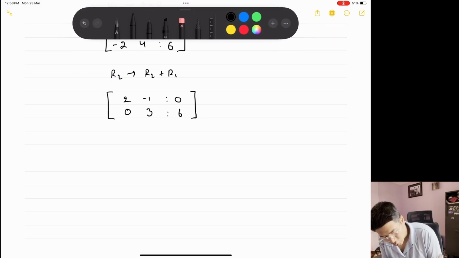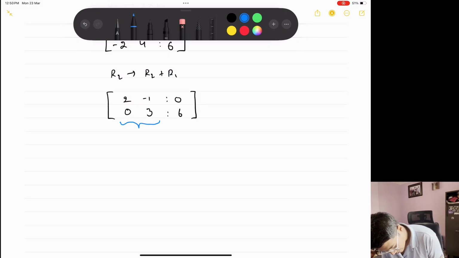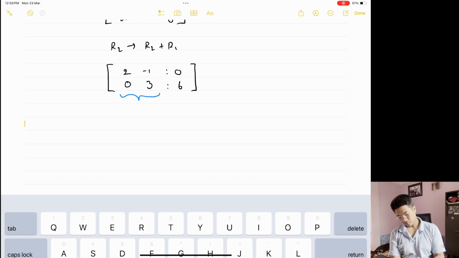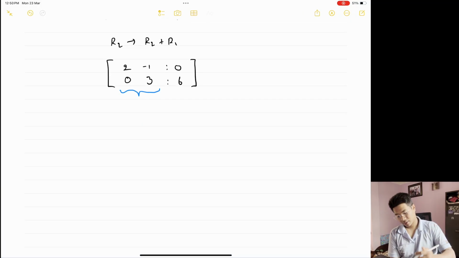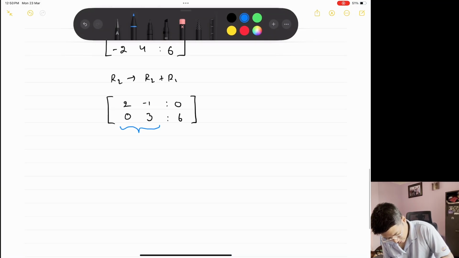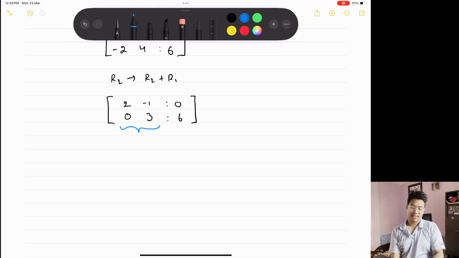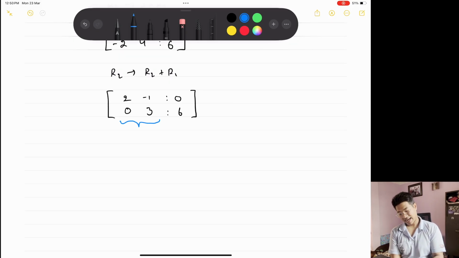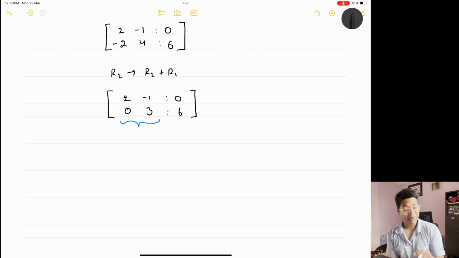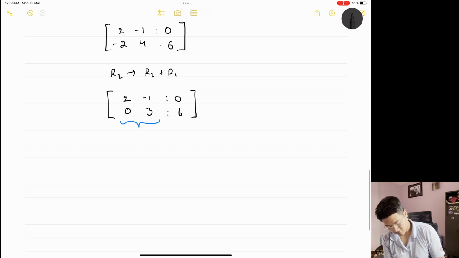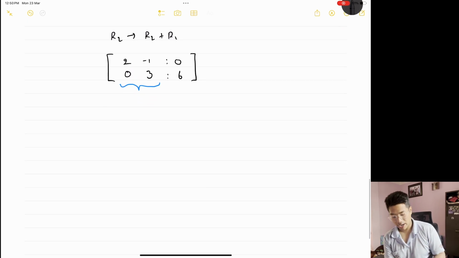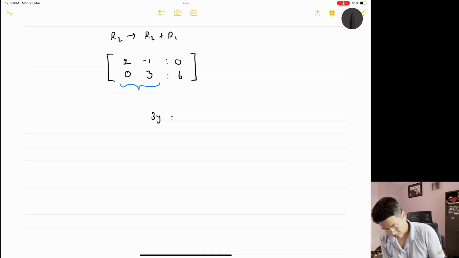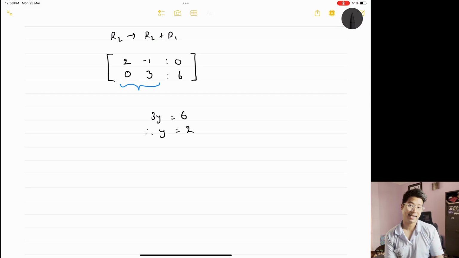Okay, and if you just look at this over here, what we essentially have is something called an upper triangular matrix. So if I just look at this, I can say that 0, 6 does not exist, and that is an upper triangular matrix, right? And I can do the same kind of solution here now. So this 3 is basically the component of y. So I can say that 3y is equal to 6. So y is basically 2 again.